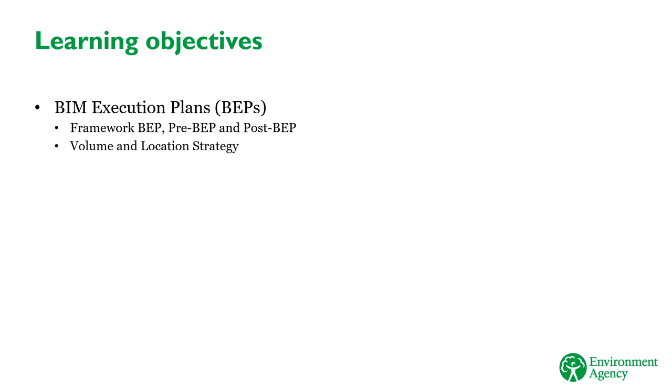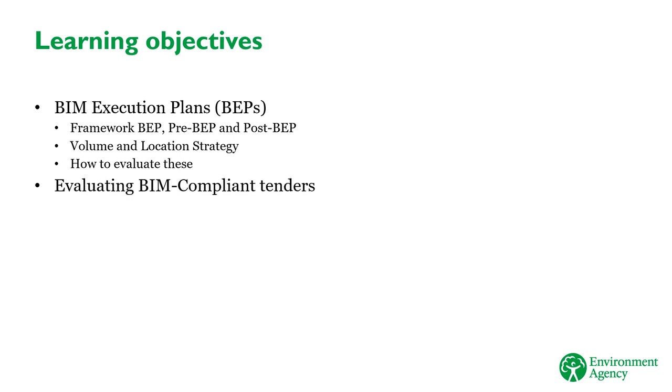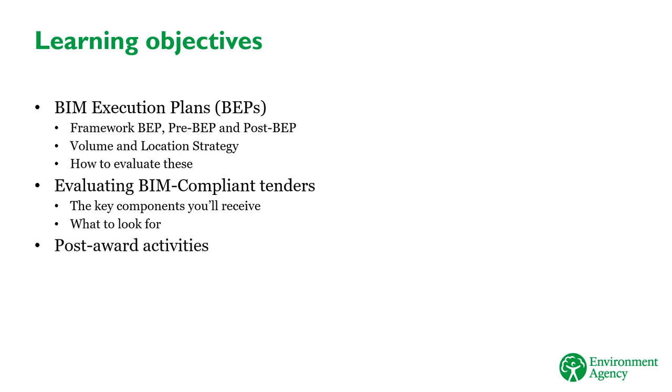You saw how the volume and location strategy provides the supplier's definition of the volume and location codes they'll use, and you've learned how to evaluate all these components. Then you saw the different components you'll receive from a supplier in response to a tender. This is the pre-BEP and marked up IDP, and you've learned what to look for when evaluating these. You've also learned how to evaluate the post-award developments of these components, the post-BEP, and the master IDP.